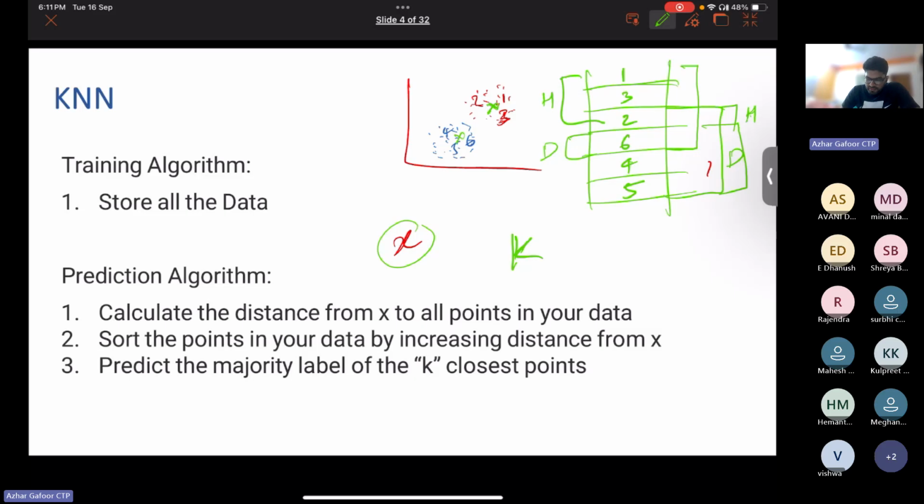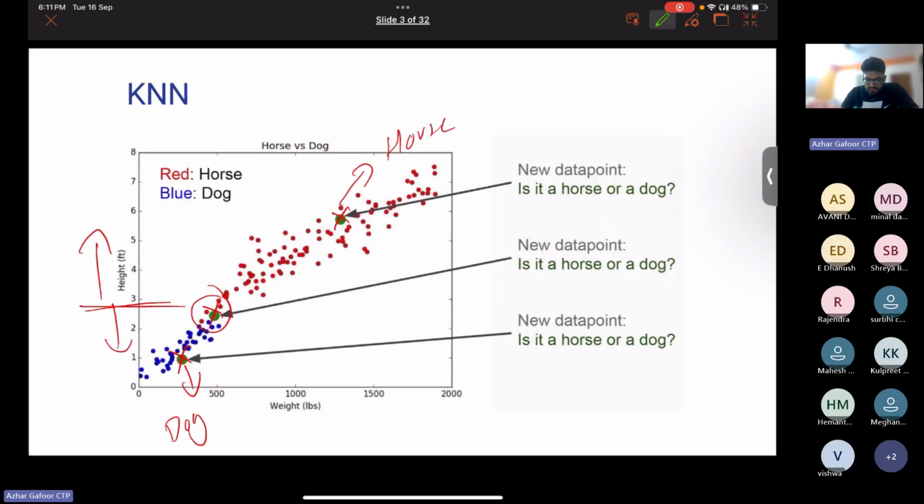Now the same applies when it is here. That was the third data point that we saw. What will the third data point do? It will calculate the distance to all the points and sort, and depending on the K number, it can take either 3 or 4 or 5. Usually 3 or 5 are chosen.